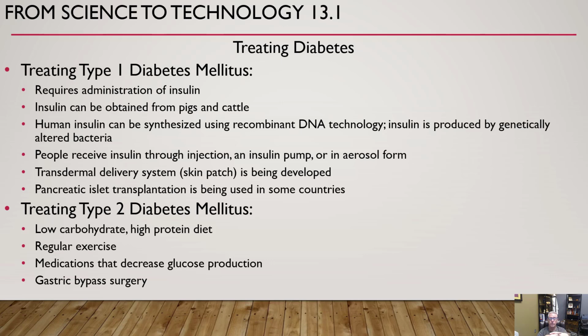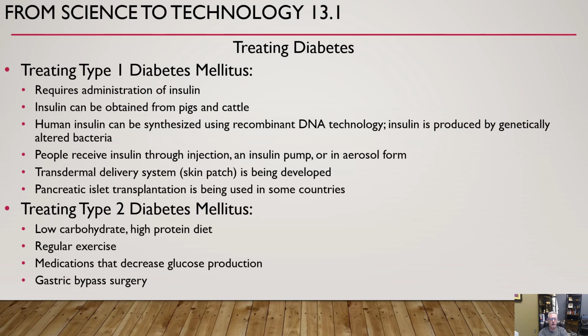So for treating type 2 diabetes, basically, carbs get broken down into sugar. So get rid of the sugar, get rid of the carbs, and eat more protein. Get exercise, take medicines that will decrease glucose production. And I thought it was interesting that the book said gastric bypass surgery. Gastric bypass surgery is typically only indicated for people over 400 to 600 pounds. So try and do the exercise before you go for the gastric bypass surgery.